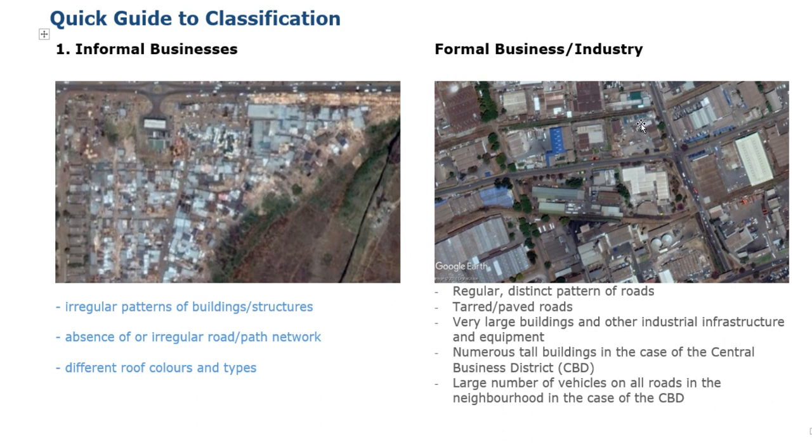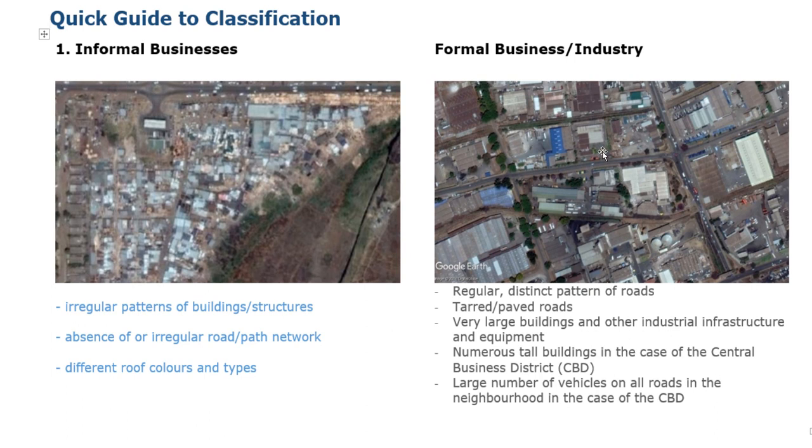Moving on to the formal business area, there is usually a regular, distinct pattern of roads, as can be seen here. The roads are usually tarred or paved. There are very large buildings and other industrial infrastructure and equipment, for example here. These are formalized, established businesses that could have been operating for a long time, as compared to the picture on the left here.